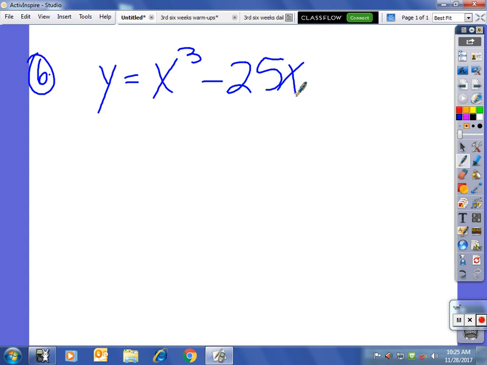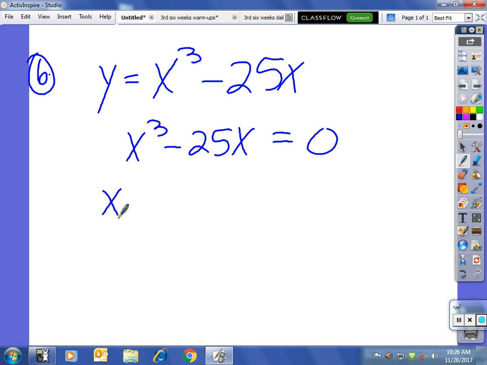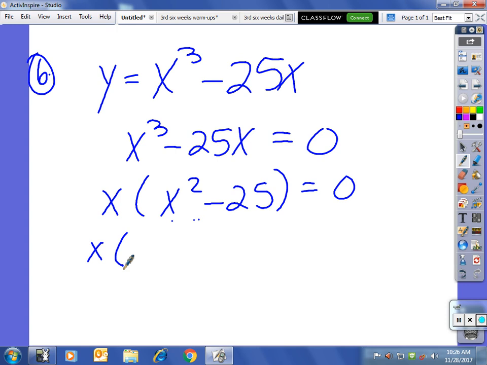But let's talk about how to find the zeros. We're going to set it equal to 0. First step on any factoring is GCF, which this has one. What is it? X. Take out an x and look what you're left with. You should be familiar with what you're left with. What is this called? The difference of two squares. How does x squared minus 25 keep factoring?